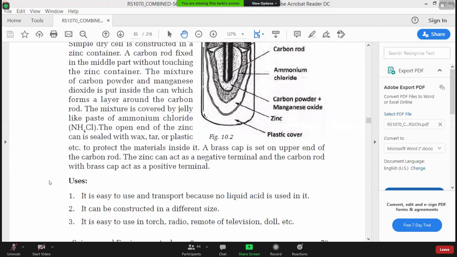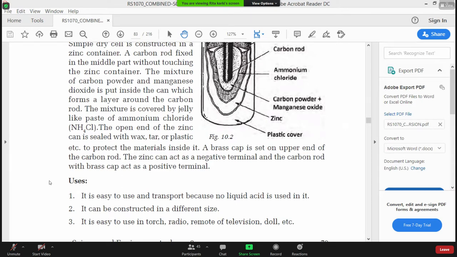So basically, a cell is a device made up of conductors that can easily convert chemical energy into electrical energy. There are two types of cells, simple cell and dry cell, which can convert chemical energy into electrical energy. Besides these, there is another type of cell that can convert solar energy into electrical energy, which is regarded as a photovoltaic cell. Out of these three, we have already studied the simple cell.